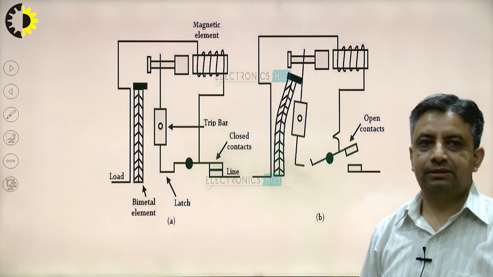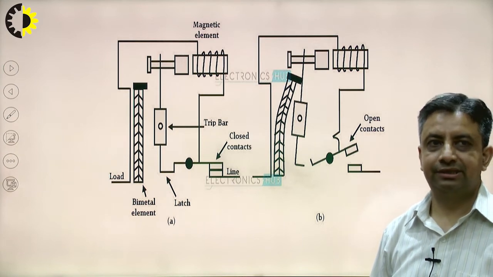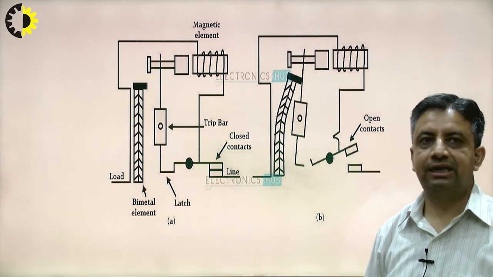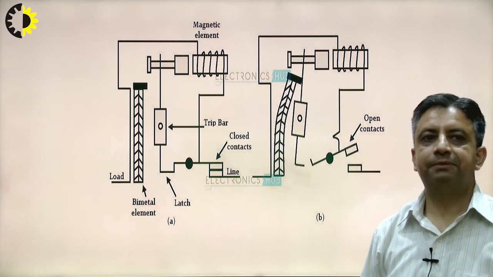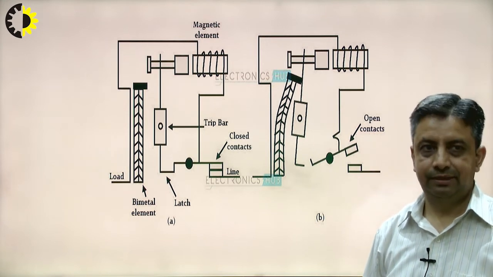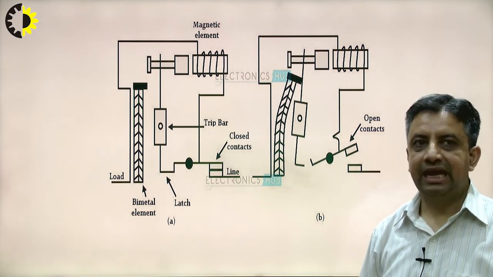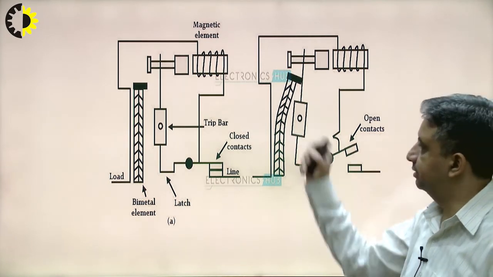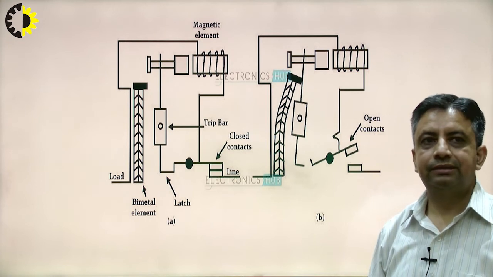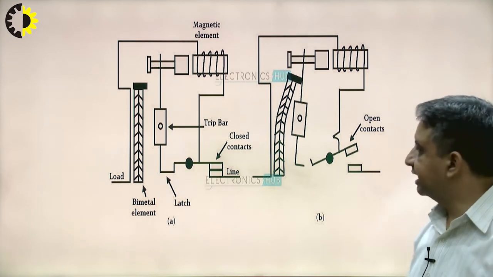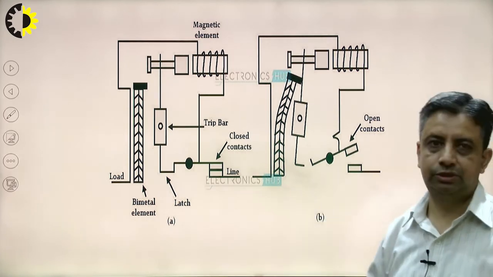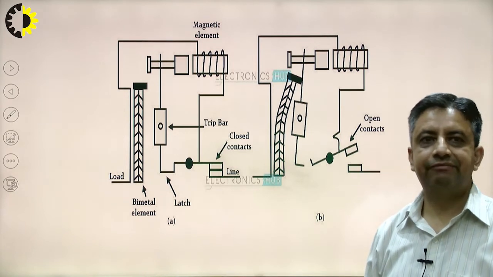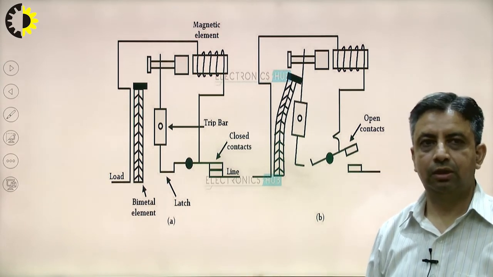What happens under the normal condition, when the current is under the prescribed limit, this particular bimetallic strip will remain straight and it will not make any contact with the latch here. So this particular circuit will remain in closed position. That means the current will flow from the supply to the load.